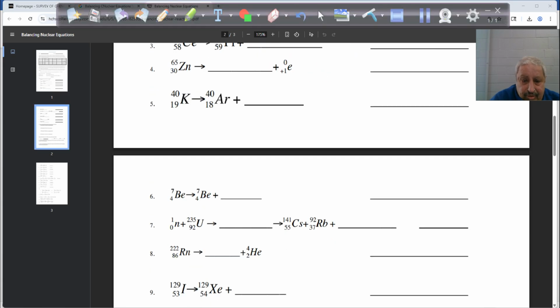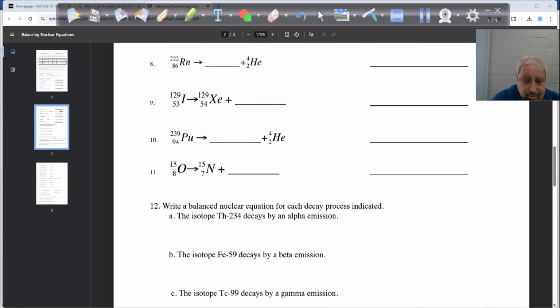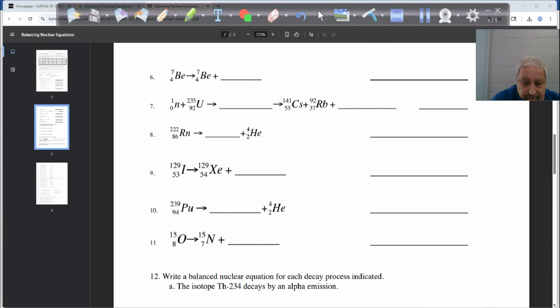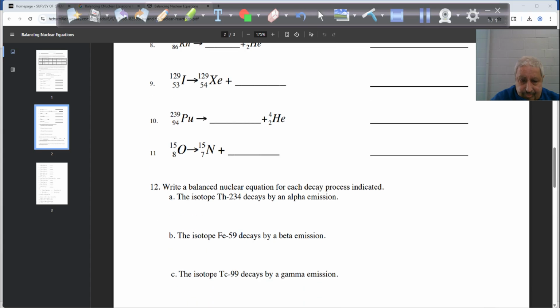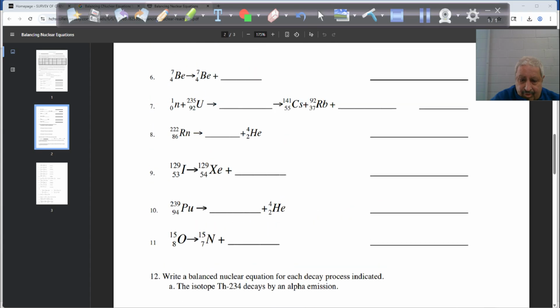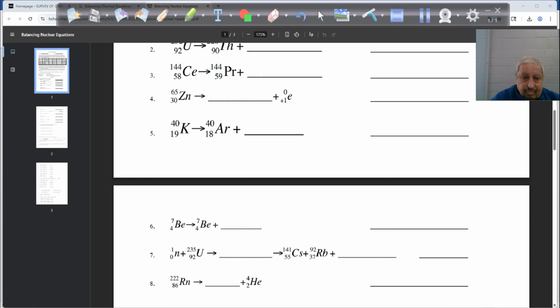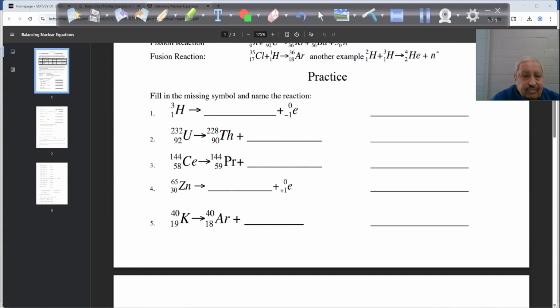Let me see how many there are. Those are 11. Let's do most of them. Say from 1 to 5, which one? We'll do a couple of those. Which one do you like? The first one?